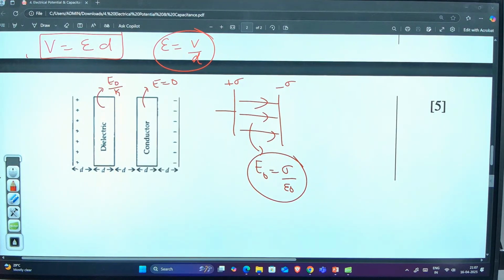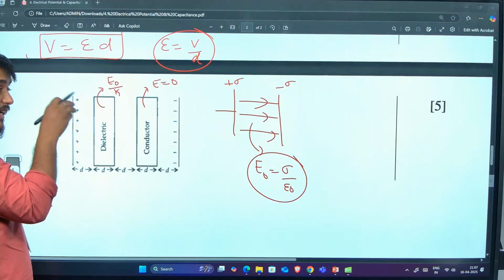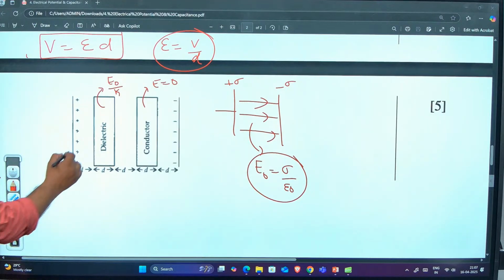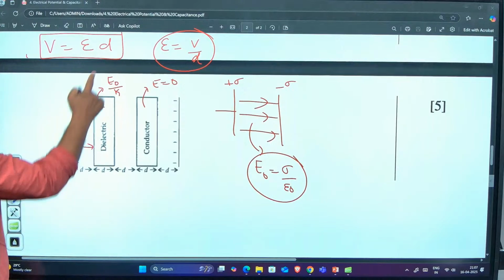These things I have taught to you. So if you want to understand this, you should go to my lecture and see how I have explained this to you. Whenever we keep a dielectric inside a capacitor, it reduces the electric field by how much times? K times. So now in this region, what is the value of electric potential?